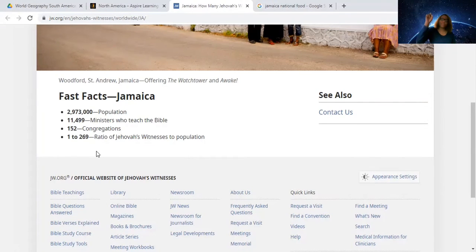The higher the ratio means the lower amount of witnesses there are. And the lower means that you have a bigger population of Jehovah's Witnesses, no matter what the population is. It's basically dividing the publishers by the whole country's population. It says for every one witness in Jamaica, there are 269 people. This is how I explain to kids: if you're in a room with 269 people, only one of them will be a Jehovah's Witness. So that's how you can put that mental image there.